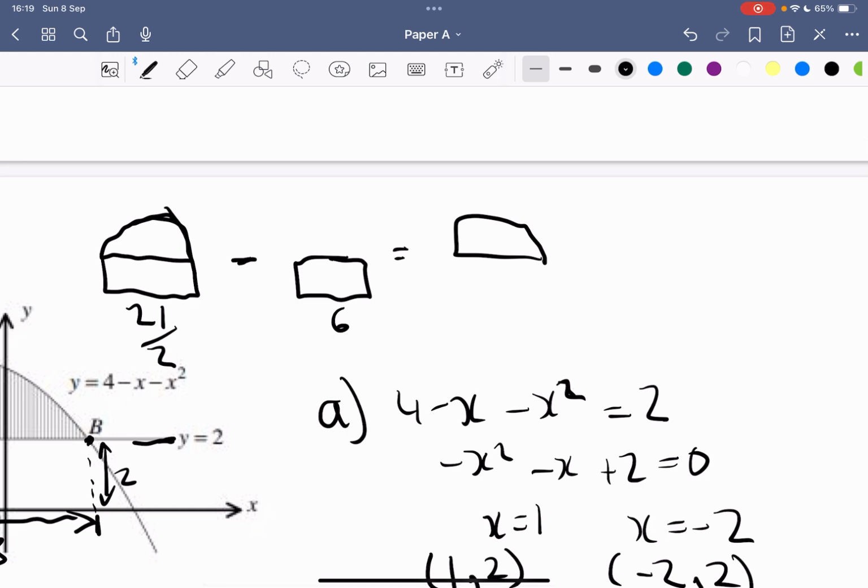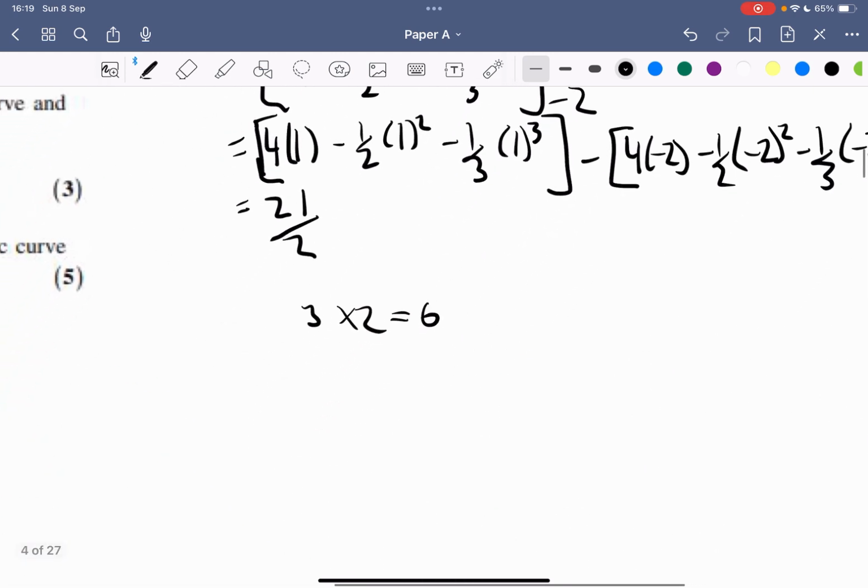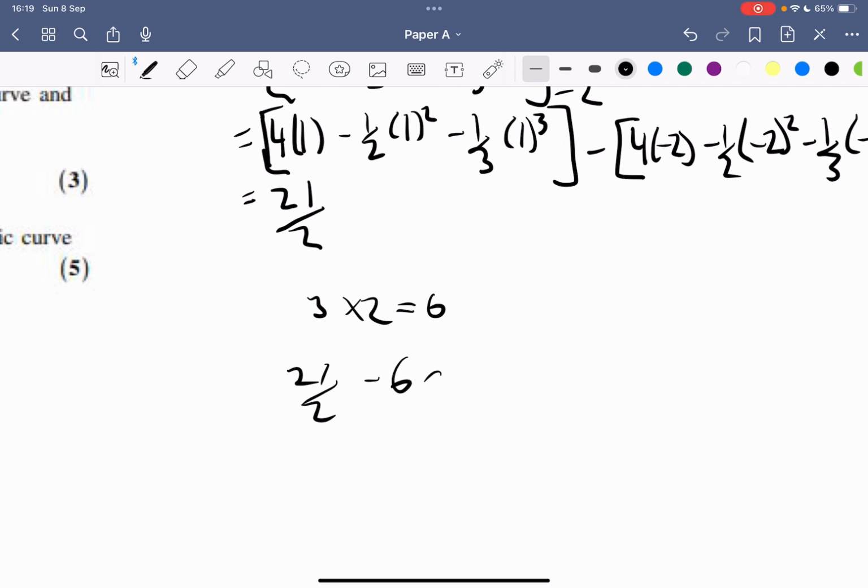Now we do 21 over 2 minus 6. And we get 9 over 2.